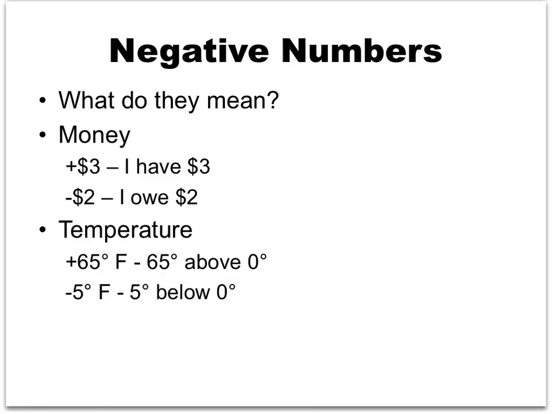Let's look at another context, temperature. If we say the temperature is positive 65 degrees, that means that we're 65 degrees above zero. Zero is like a starting point with temperatures. And so if we're at negative 5 degrees Fahrenheit, that means that we're 5 degrees below zero. So there's another context in which to interpret negative numbers.